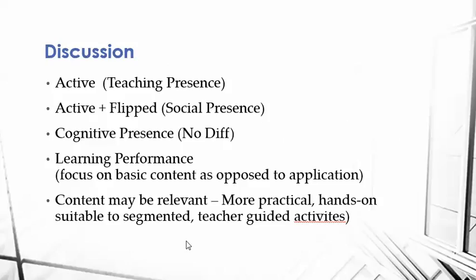So what do we have? We have the active approach seems to be sort of the winner, the better approach. Perhaps not, but teaching presence was significantly higher than the lecture-based approach. And then when we look at social presence, active and flipped learning were high compared to the lecture-based approach. However, in terms of cognitive presence, there was no significant difference. And in terms of learning performance, there was no significant difference. So what's going on here? They don't seem to differ that much from each other.